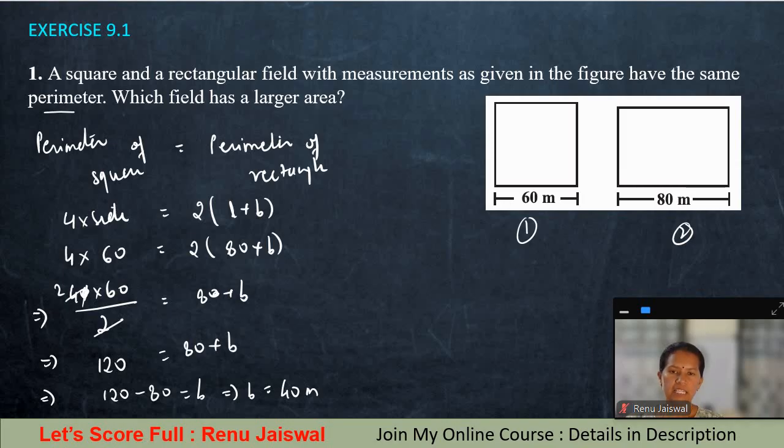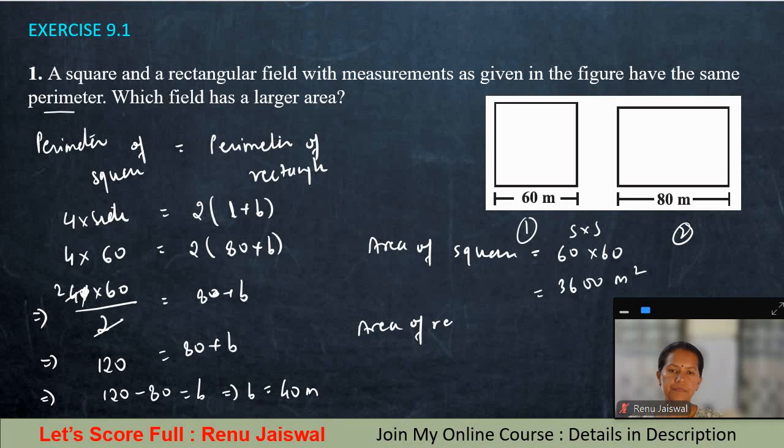We need to calculate area. So area of square is side into side, correct? Here you can write the formula also, side into side, which is 3600 meter square. And area of rectangle is length into breadth. Length is 80 and breadth we got 40. This is 3200 meter square.